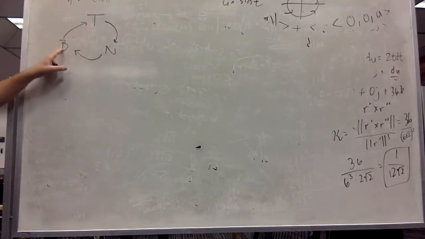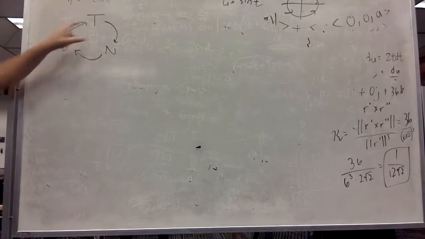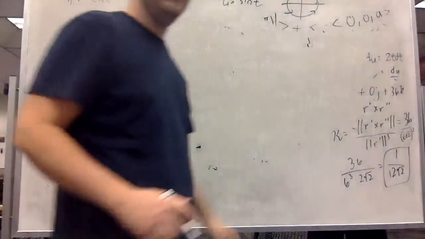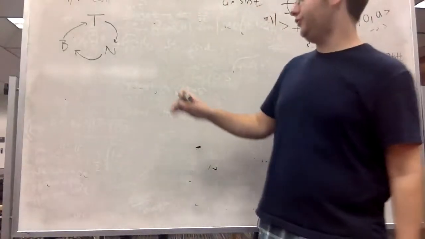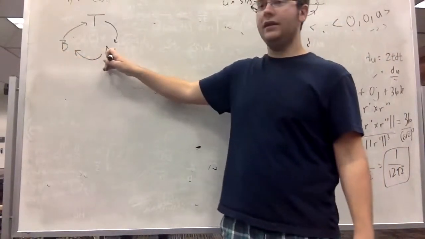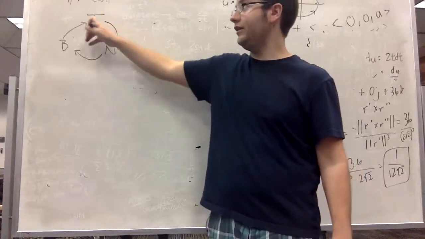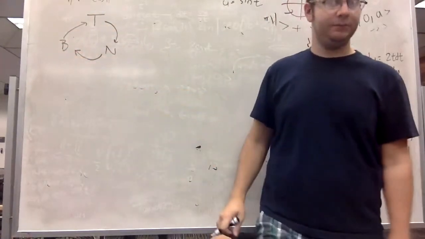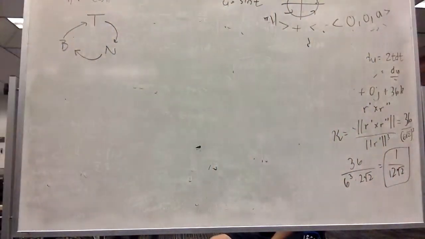T cross N is B, N cross B is T, B cross T is N. And if you go backwards, it produces a negative. B cross N is negative T. N cross T is negative B. T cross B is negative N. Keep that in mind.